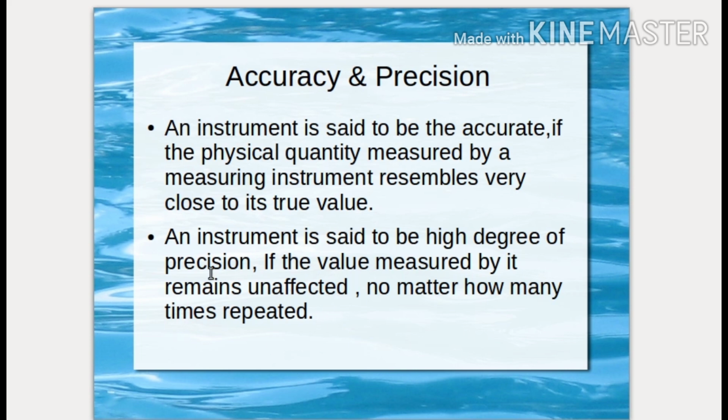An instrument is said to have a high degree of precision if the value measured by it remains unaffected, no matter how many times repeated. So again, this is a definition. Now you have to understand the definition. To make you understand, let me tell you one thing. Suppose you have a measuring scale and you are measuring a length again and again, but the scale is giving the same length again and again. So that scale is said to be precise, and that follows the instrument precision. Understood? So let us consider an example.